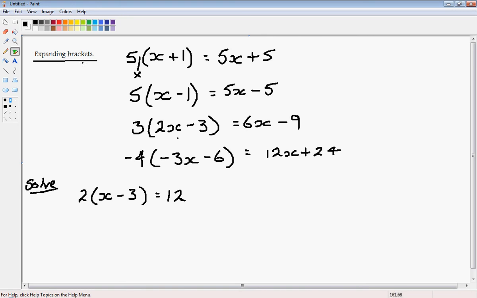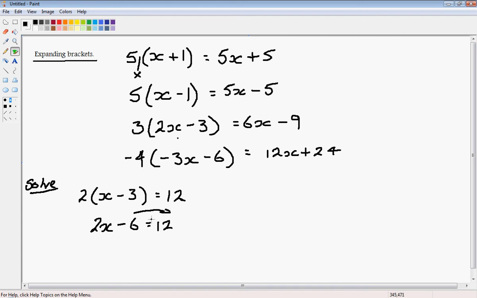First thing we do, we expand the brackets. So 2 times x, they're both positive, so we get 2x. Now we have a minus here, so remember we deal with the signs first. A plus times a minus is a minus, and then 2 times 3 is 6. Now this still equals 12.